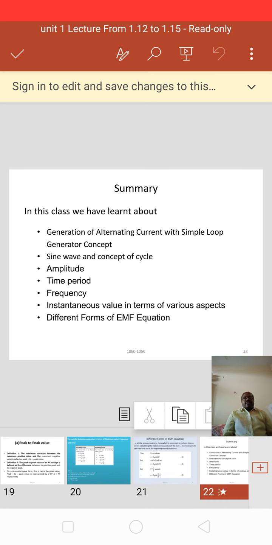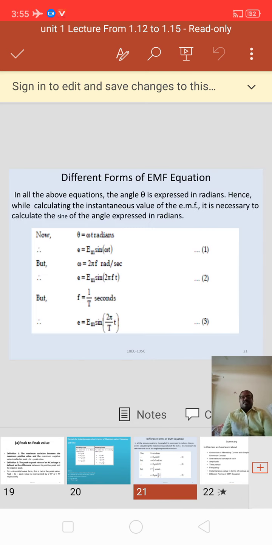In this class, we have learned about the generation of alternating current with simple loop generator concept or DC loop generator concept, as well as the sine wave formation and concept of cycle, and definitions of time period, amplitude, peak to peak value, frequency, instantaneous value in terms of various aspects or different forms of EMF equation, and instantaneous value in terms of maximum value, EMF, frequency, time period.